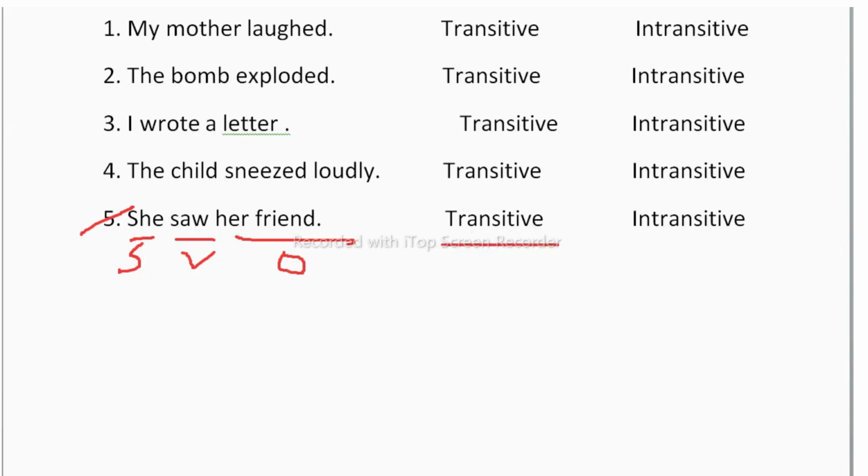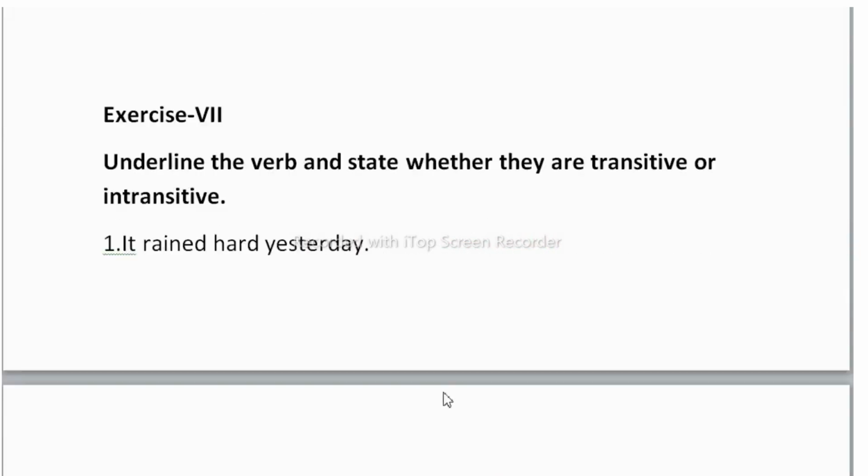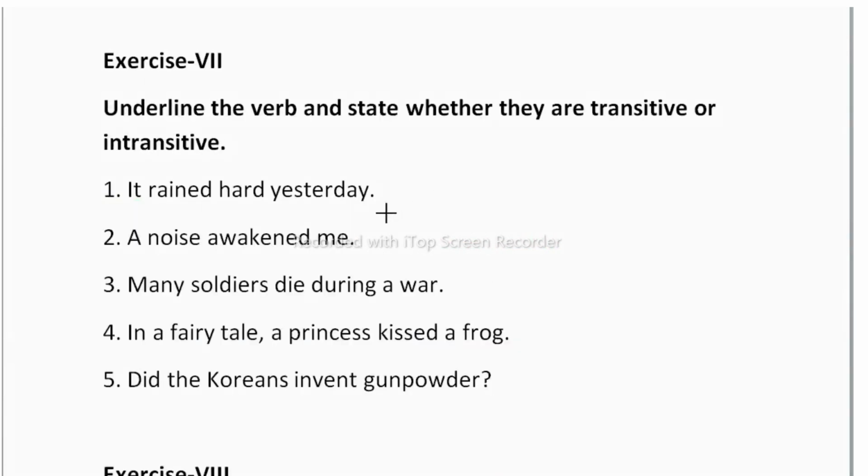Now let us move to the next exercise. So students, in this one you have to underline the verb and state whether they are transitive or intransitive. First we will underline these words. The first one is "rained". The next one is "awakened". The next one "die", and "kissed". Now let us see which verbs are transitive and which verbs are intransitive. So let's see the first one.